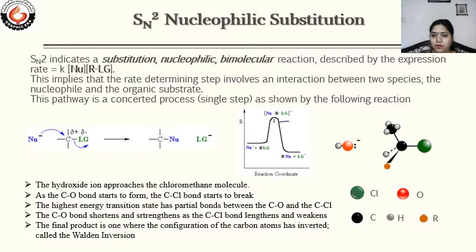Here there is only one possibility, because as the leaving group leaves the R group, the OH group or nucleophile has only one possible attacking site, that is from the back of the leaving group. That's why the final structure will be inverted from the original one.